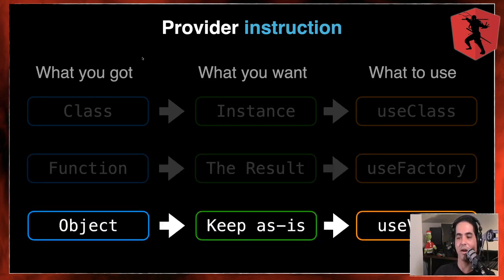The last one, an object. I've got an object, I've got a string, I've got a boolean, I've got my own way to instantiate a class. I've got a function which I want to run, whatever. I don't want DI to do anything with it. Keep it as is. In this use case, I will use the use value instruction.